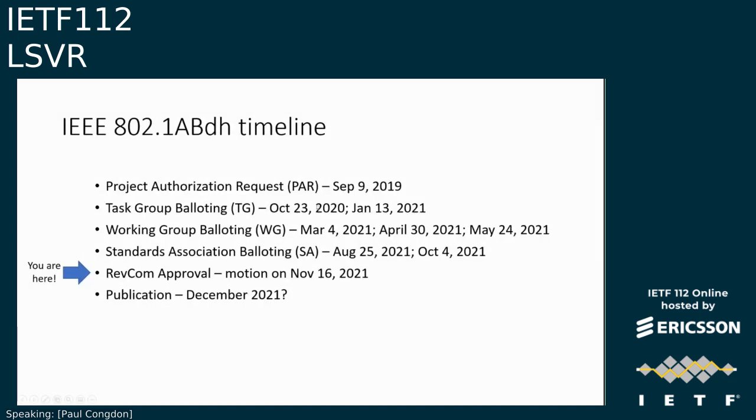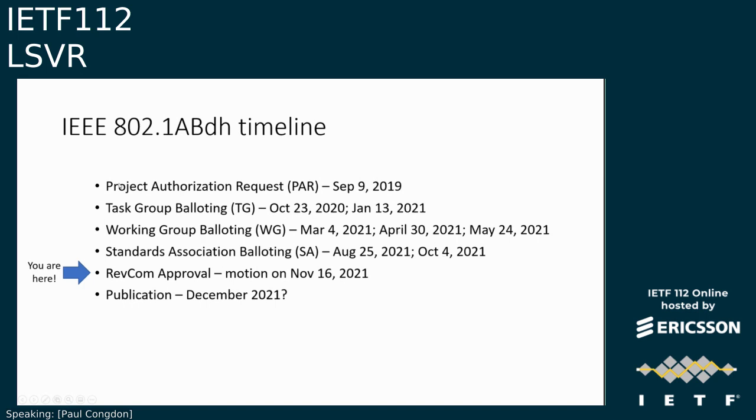Anyway, we entered the phases of balloting, and the first phase is task group balloting, which is an open, focused group of people. We did two rounds of task group balloting before we went to working group balloting, where it's mandatory for working group members to pay attention and vote. We did three rounds of that, and then we went to standards association ballot, which is the final phase, open to pretty much anybody in the IEEE that's a standards association member. We did two rounds of standards association balloting.